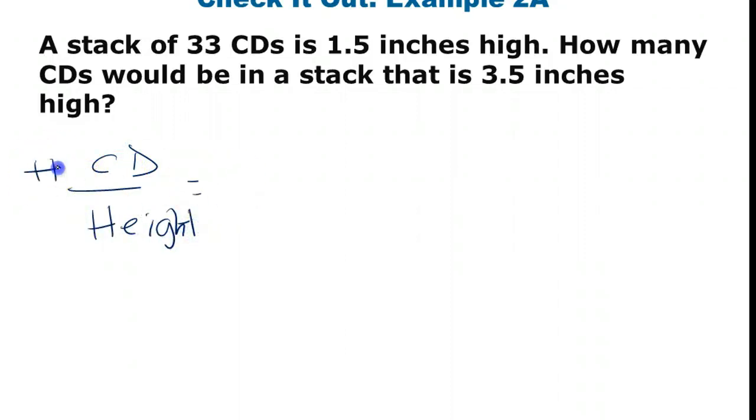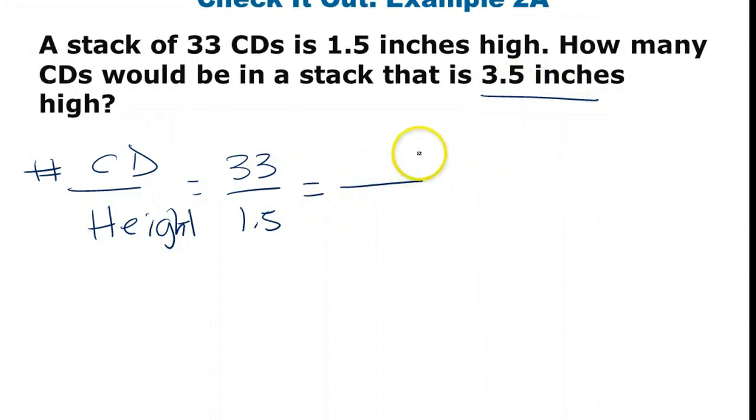Number of CDs to the height of the stack. Alright, so here I have 33 CDs was 1.5 inches. Again, CDs, height of the stack, height. Alright, and then they want to know how many CDs will be in a stack of 3.5. Now, where will I put 3.5 inches high? That's my height right there. That's the stack. 3.5 will go here, and of course the number of CDs that I do not know will be my variable, will be my X.